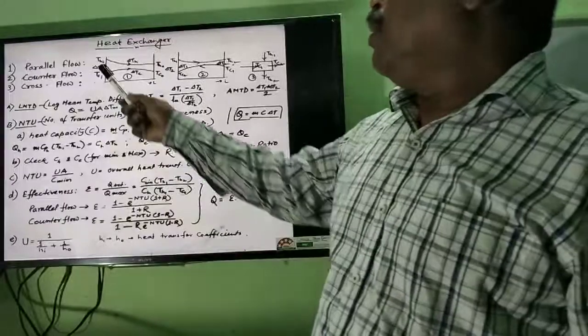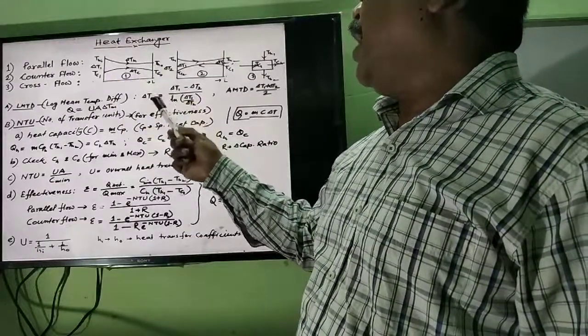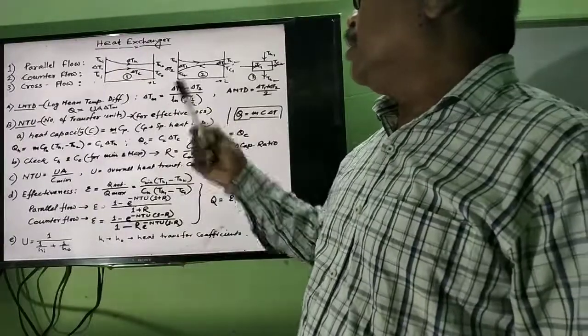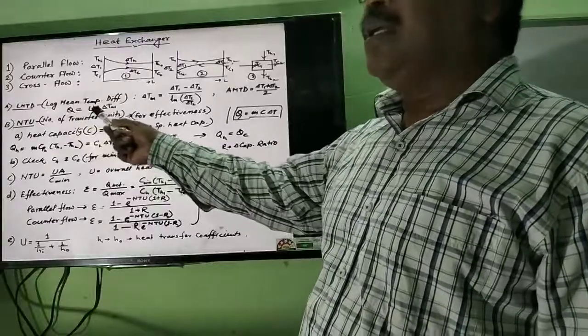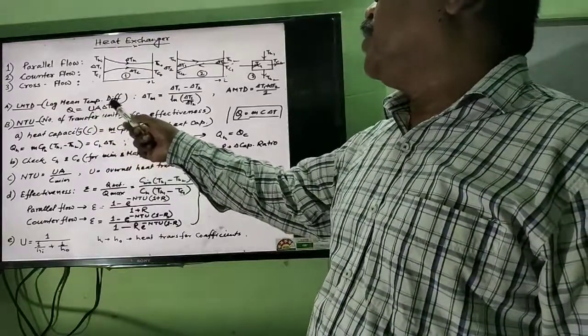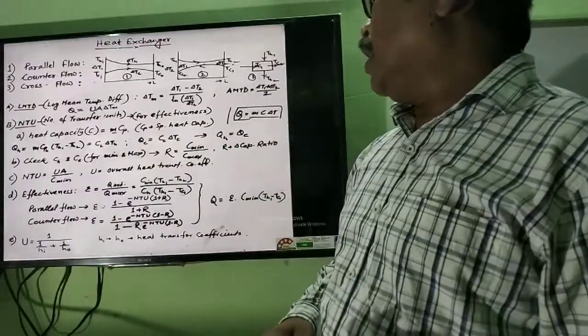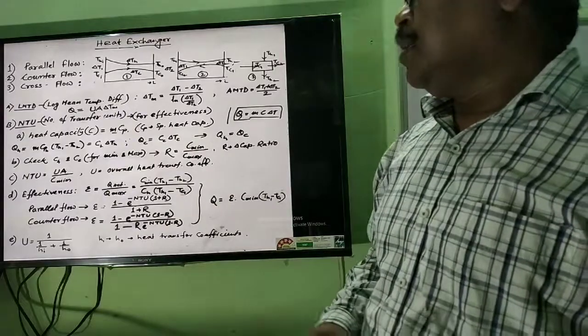Remember, you have to calculate the difference of the temperature at both faces and take the logarithmic mean for LMTD, and put it in Q equal to U A del Tm, where U is the overall heat transfer coefficient. You will get the amount of heat transfer.